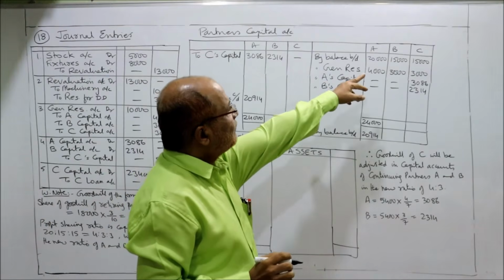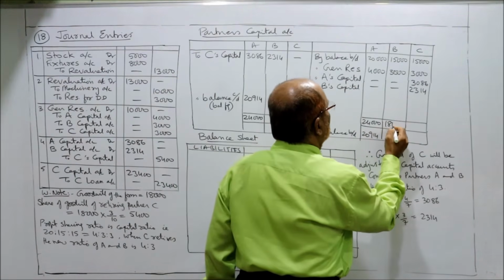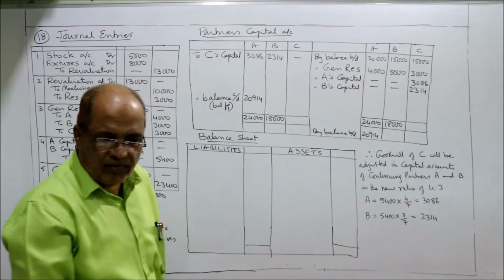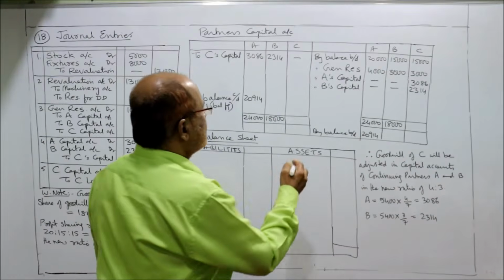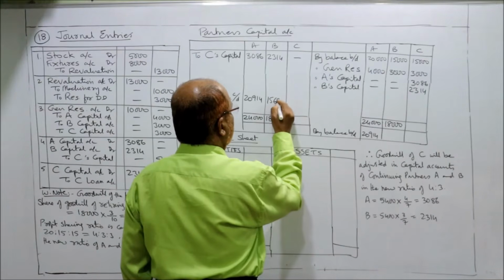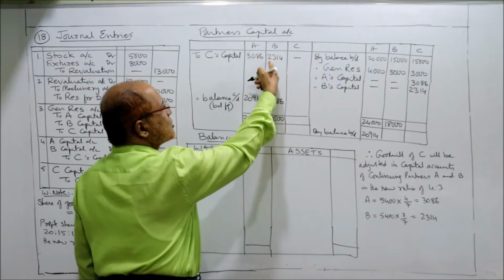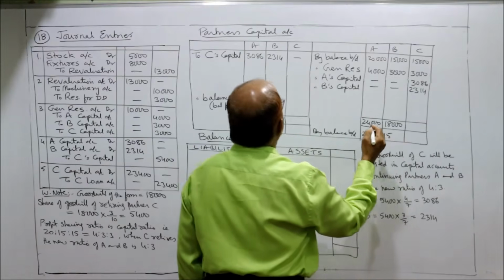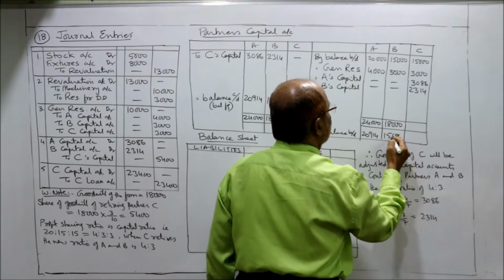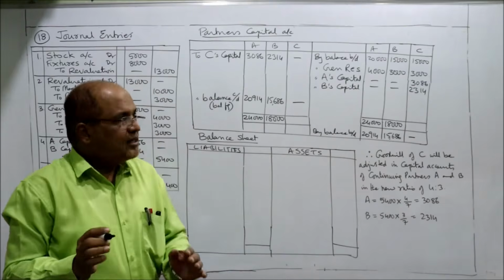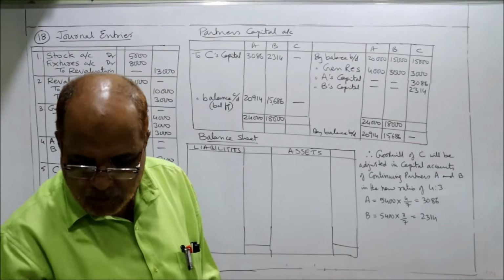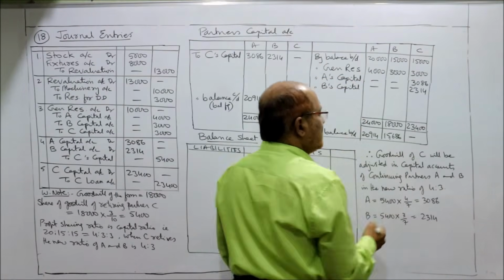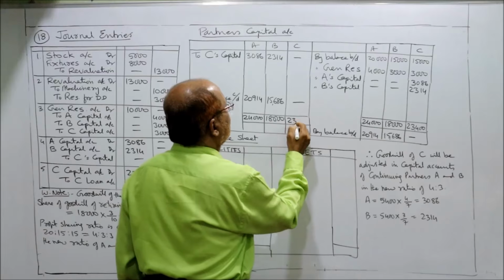Similarly, for B, 15,000 plus 3,000, 18,000 is the total on the credit side. Same 18,000. 18,000 minus 2,314, you will get 15,686. This is the closing balance of B. Now C. C's total on the credit side is 23,400. Here also I am taking 23,400.